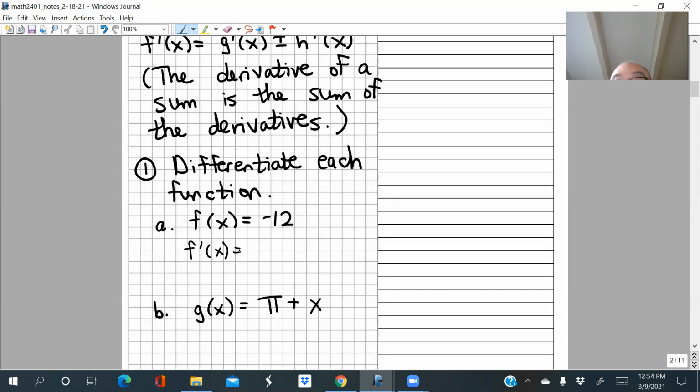Notice that is a constant, right? Because this expression doesn't have x in it. So what is the derivative of that function?